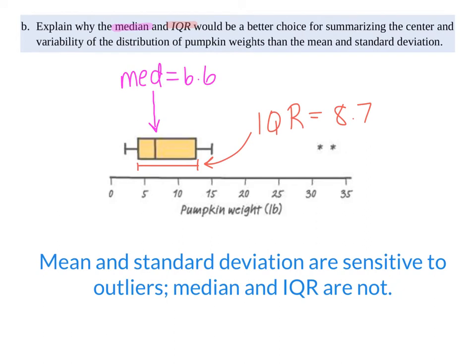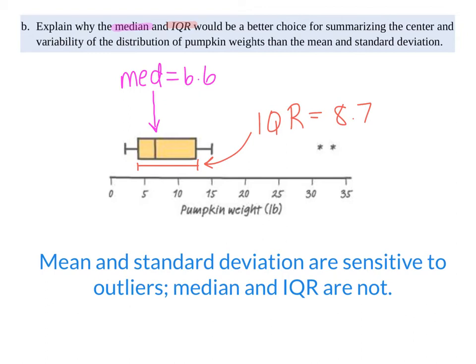The second part of this example asks us to explain why the median and the IQR would be a better choice for summarizing the center and variability of the distribution of pumpkin weights than the mean or the standard deviation would be. As a reminder, our median here is in pink. That's that line right here, in the middle of our box. Also, I will say that you can always color in your box if you want to, if that floats your boat. And then the IQR, remember, is the distance from Q1 to Q3, and that's about 8.7.